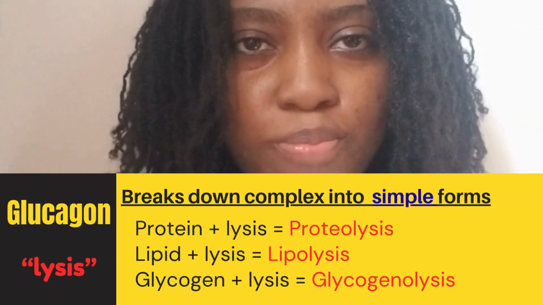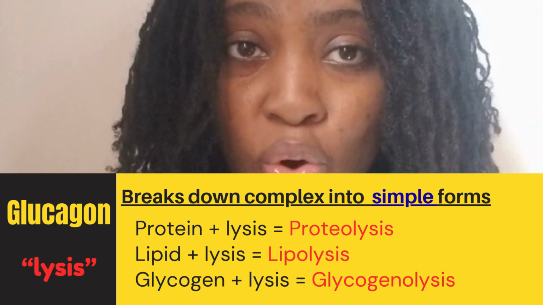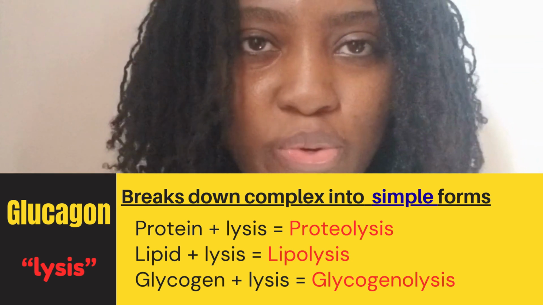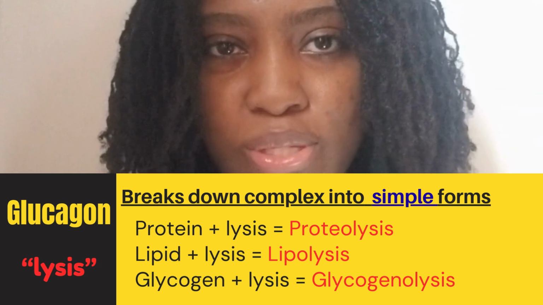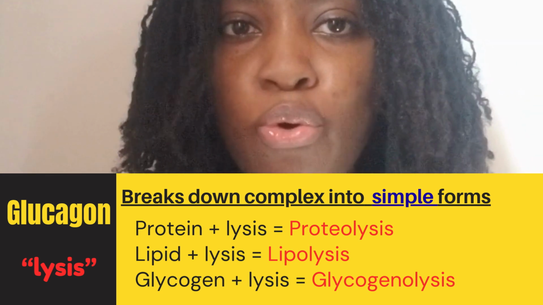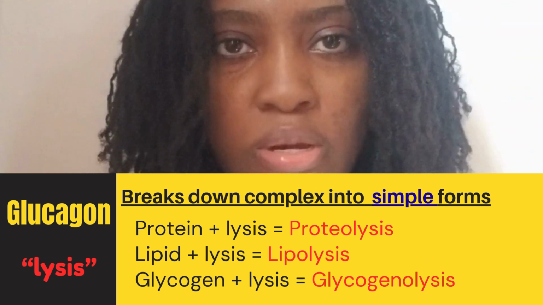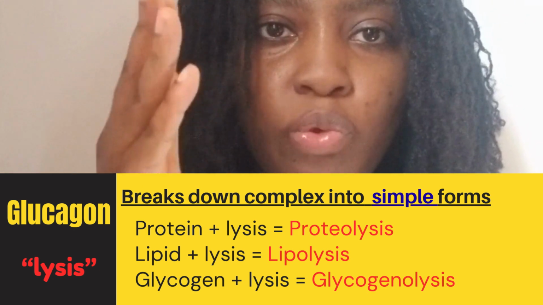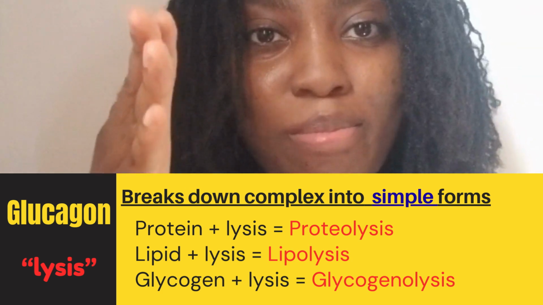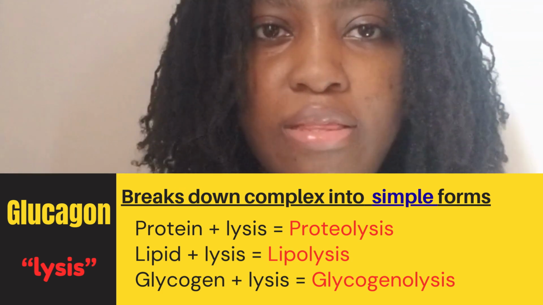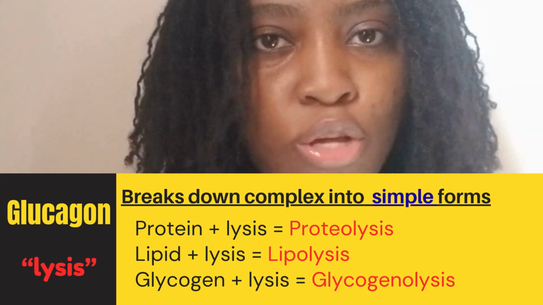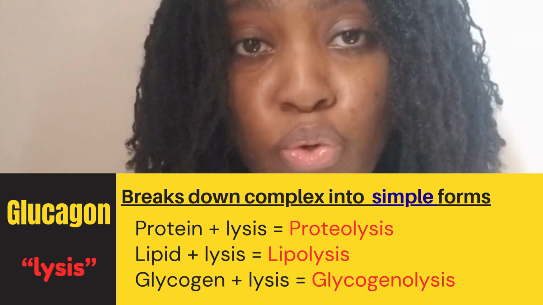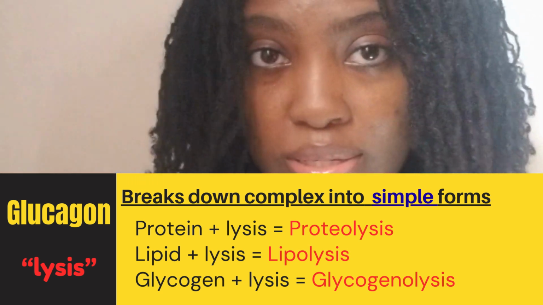Now let's look at glucagon. What does glucagon do? Glucagon is a demolition hormone. It's a catabolic hormone. It is a breaking down hormone. It breaks down the complex forms into simple forms. So what are the complex forms? Glycogen, protein, and then lipids. If you want to break down something, you can also use the term lyse, to depict the fact that you are breaking down. So if you want to break down a protein into its simplest form, which is the amino acid, what do you call that process? Proteolysis.